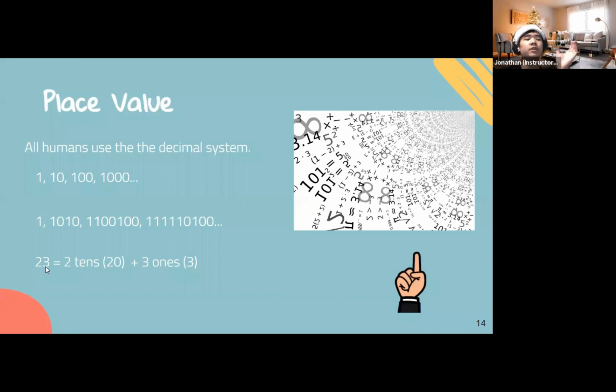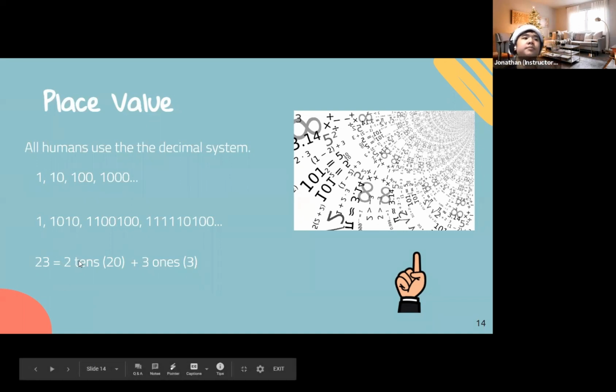So if I give you the number 23, there's nothing too interesting about it, but I can break down 23 into 2 tens and 3 ones. So if you have 10 blocks and I gave you another 10 blocks, combine them, they're 20. Now you have 20 blocks and I give you 3 ones. So I have 2 tens and 3 ones.